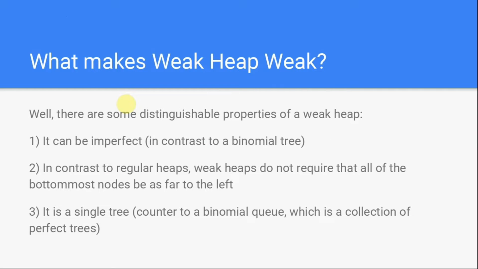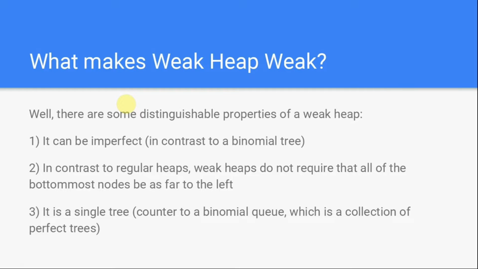So what makes weak heap weak? Well, there are some distinguishable properties of a weak heap. The first one is it can be imperfect when compared to a binomial tree, whereas a binomial tree should be perfect. In the second property, it says that in contrast to regular heaps, weak heaps do not require that all of the bottommost nodes be as far to the left. So this is one of the most important properties when we are dealing with regular heaps.